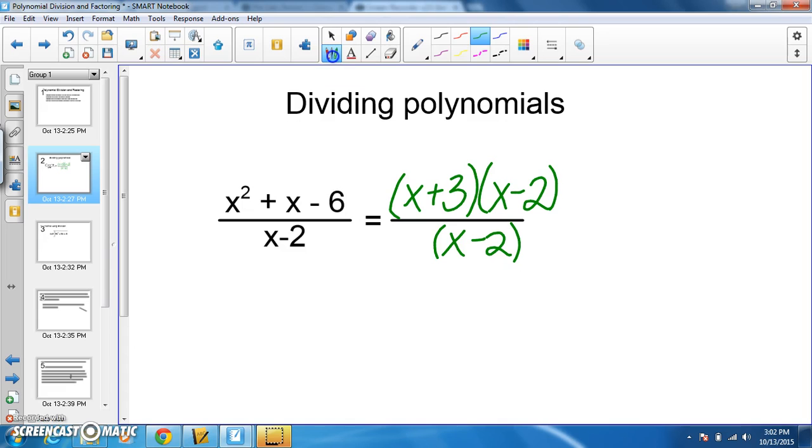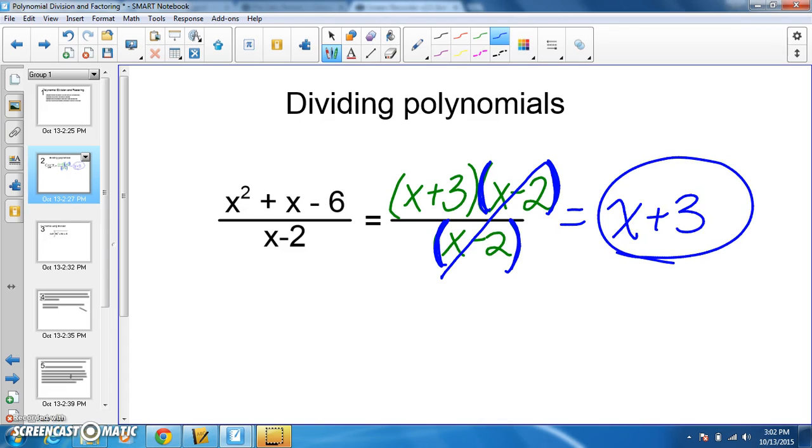I then look for common factors in both my numerator and denominator and see that I have an x minus 2 in both. So x minus 2 divided by x minus 2 cancels to 1, and I am left with x plus 3 as my answer.